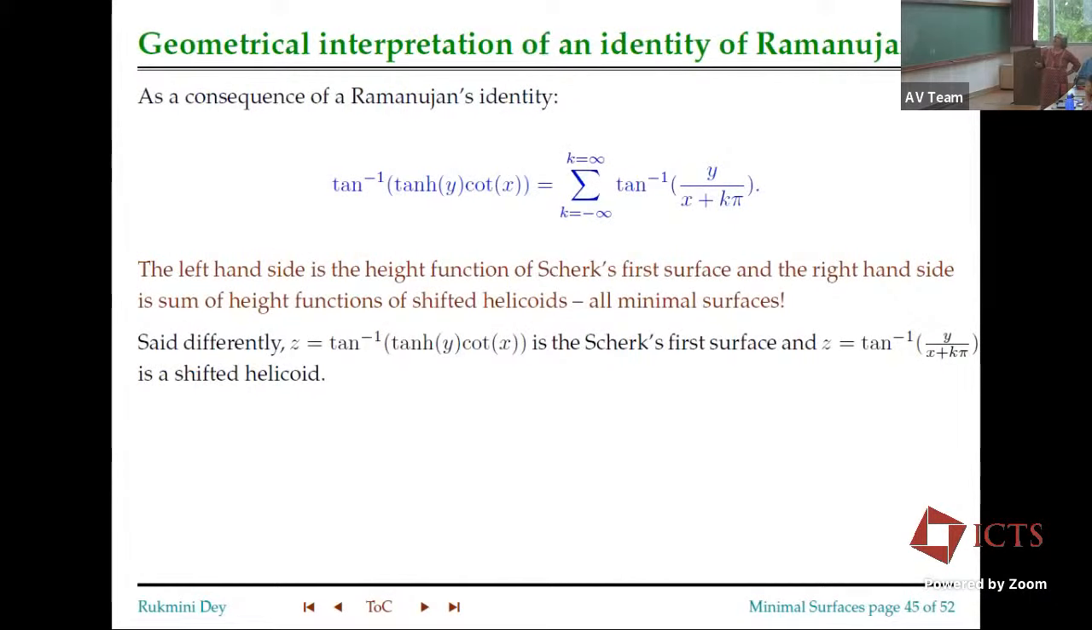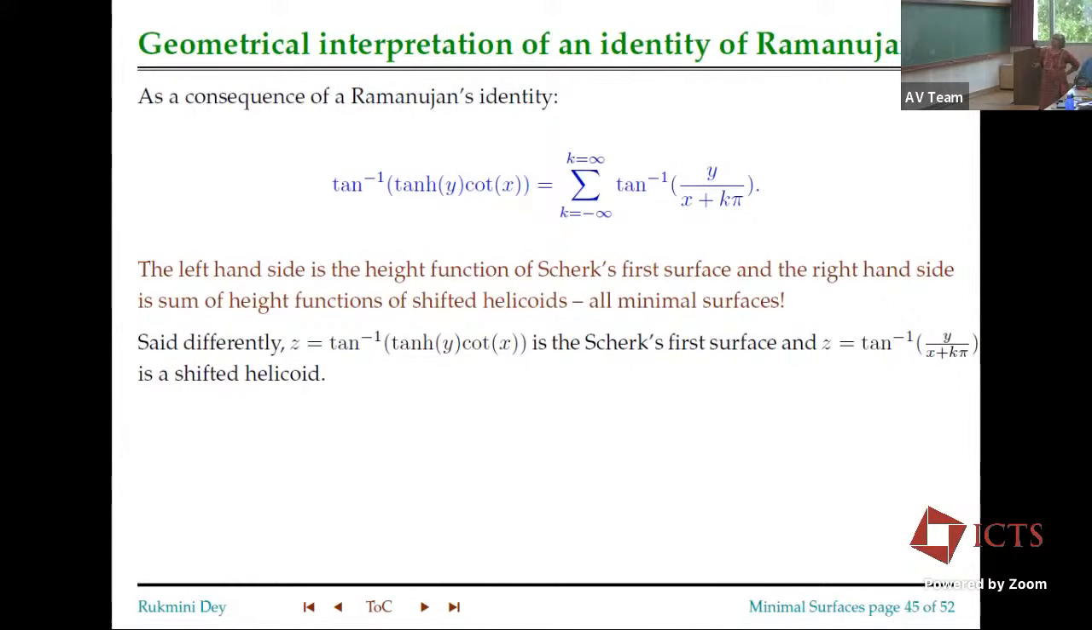Now I wanted to show you some magic. This is, of course, Ramanujan's idea, Euler, Ramanujan. I shouldn't say only Ramanujan, Euler also knew about this. Tan inverse tanh y cot x is equal to summation k goes from minus infinity to infinity tan inverse y by x plus k pi. This is, by the way, available in Ramanujan's notebook. This formula, and summation k goes from minus infinity to infinity.